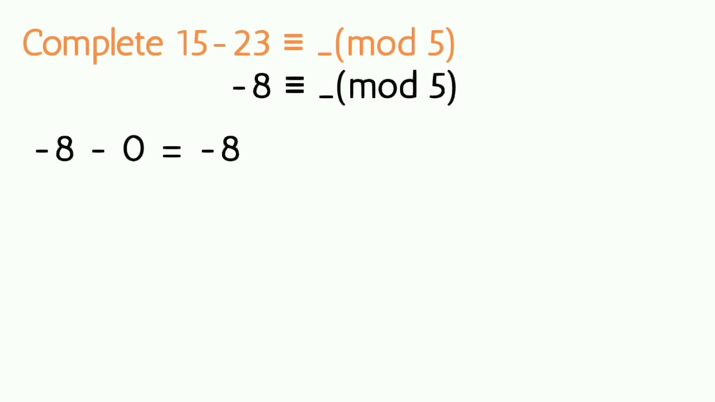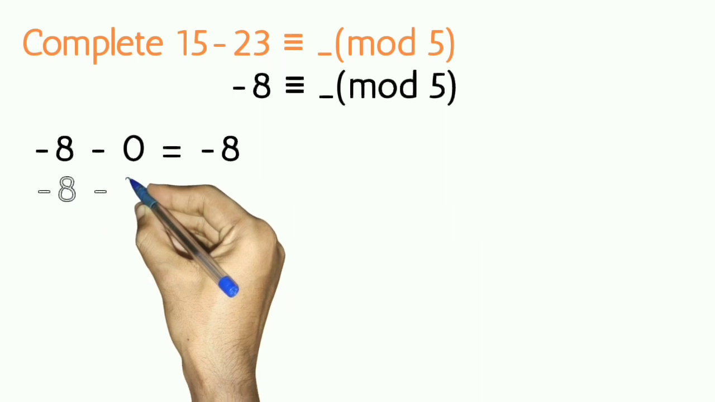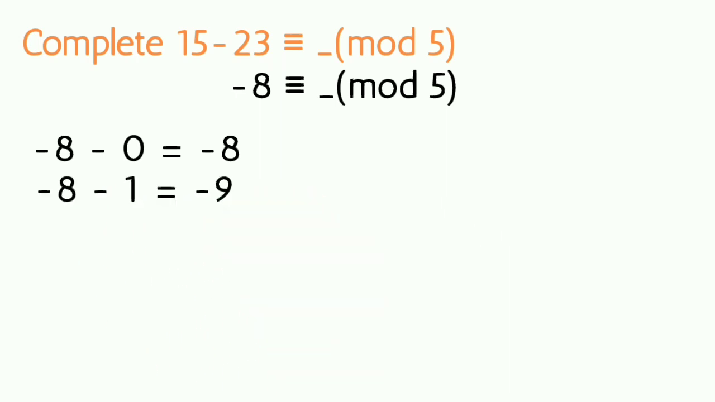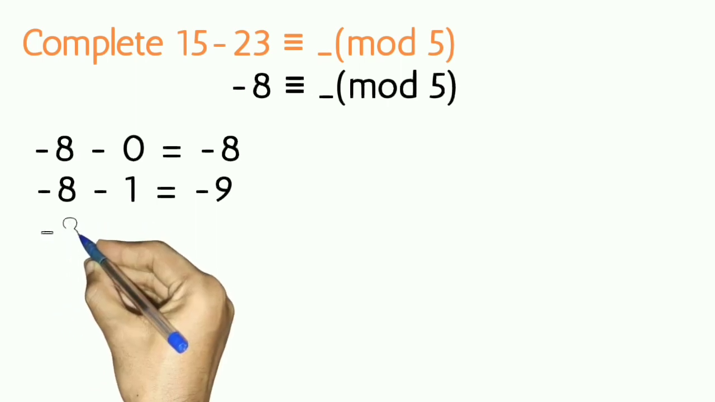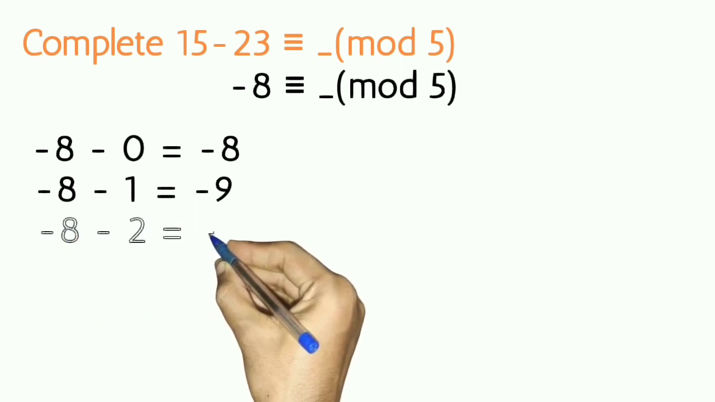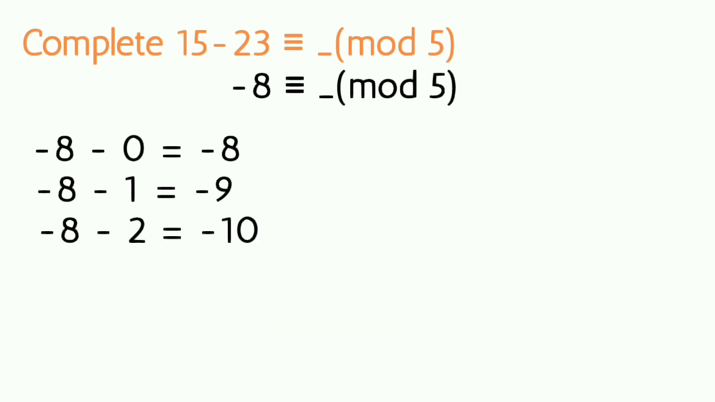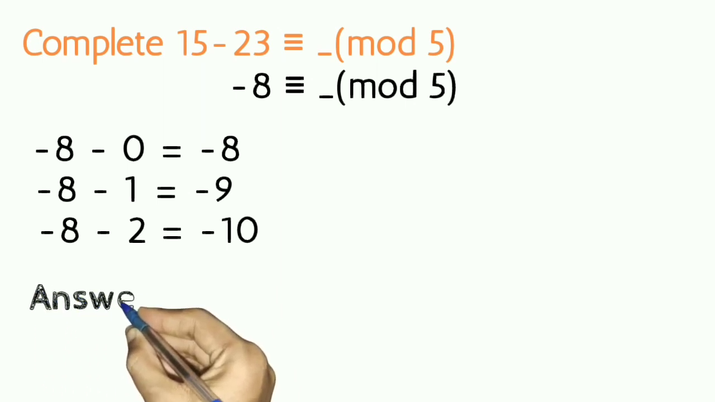Next is 1. Negative 8 minus 1 is equal to negative 9. Negative 9 is not divisible by 5. Therefore, 1 is not the correct answer. How about 2? Negative 8 minus 2 is equal to negative 10. Negative 10 divided by 5 is equal to negative 2. Therefore, the correct answer is 2.